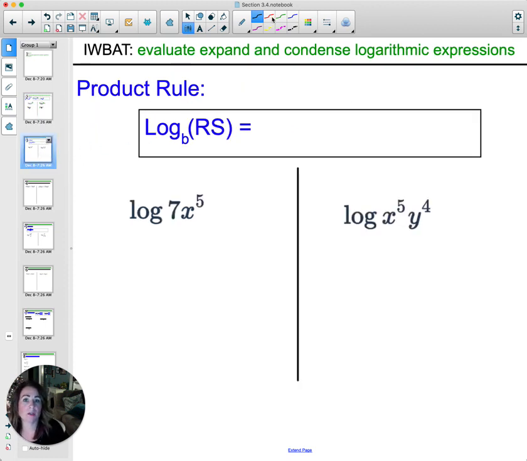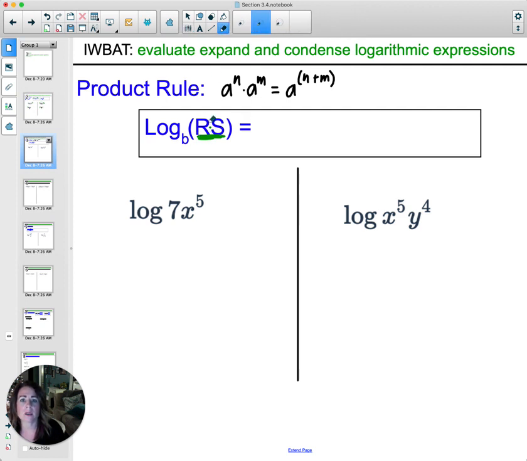Then we have a product rule. So again, let's just remember this when we have exponents. So a to the n times a to the m, we would just add these exponents together. Now logs are the inverse, kind of like the backwards version of that. So when you have a product inside of a log, you're multiplying any two things, 3, 4, 5 things inside of a log, you can split those factors up.